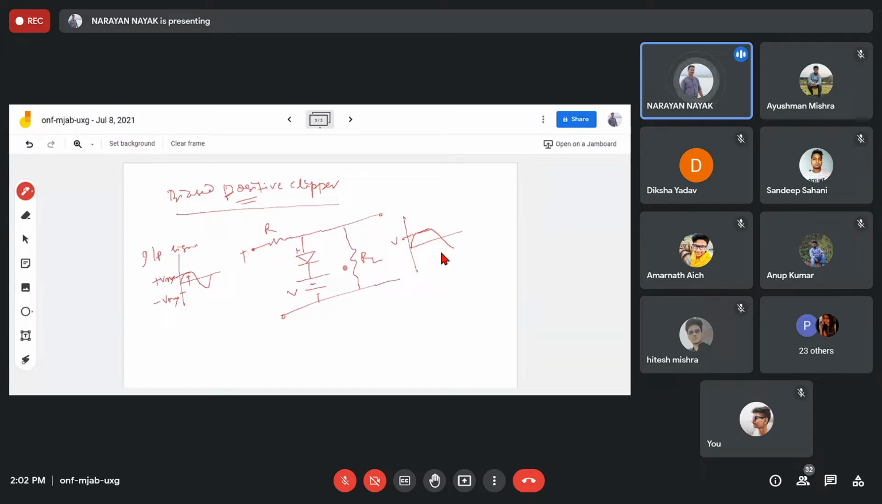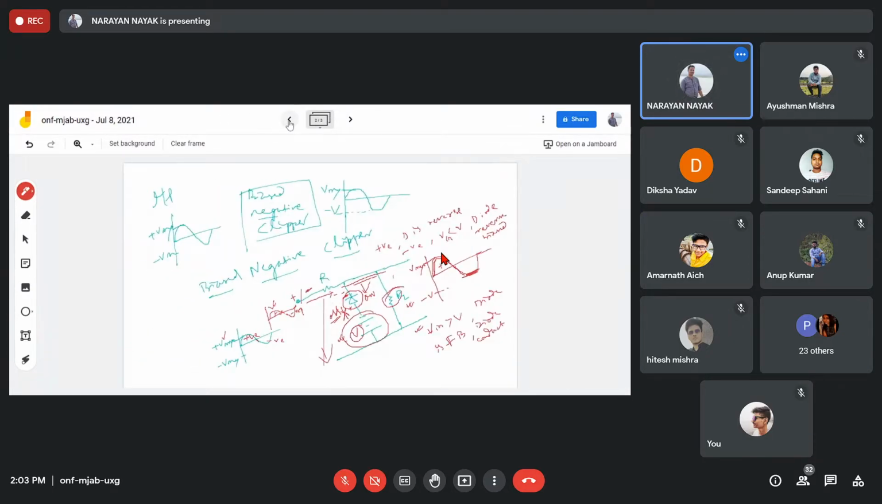Then after this it is negative. The negative means it is a reverse bias condition. Understood? So the total amount of voltage will appear here. The total amount of voltage will appear here, which is your minus Vmax. So this is about your bias positive clipper, and this is your bias negative clipper.